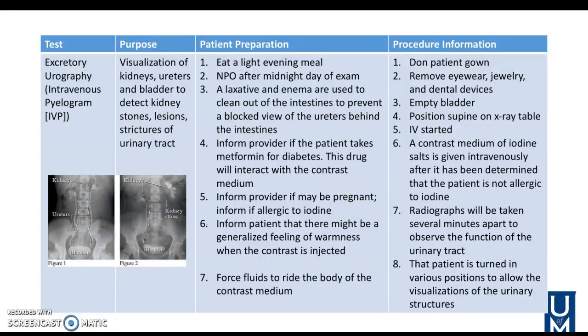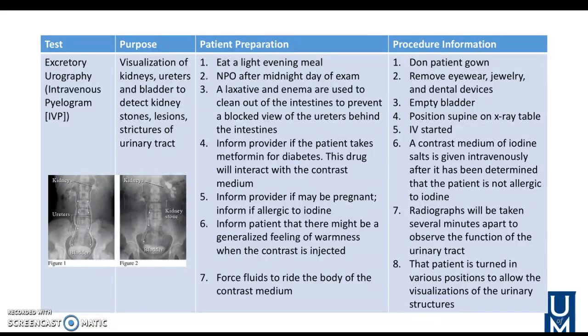Okay, the next test is called an excretory urography or intravenous pyelogram, IVP. This is used to visualize the kidney, ureters, and bladder to detect kidney stones, lesions, and strictures of the urinary tract. These patients are going to be instructed to empty their bladder. They're going to be placed on their back on the x-ray table. An IV is going to be started.